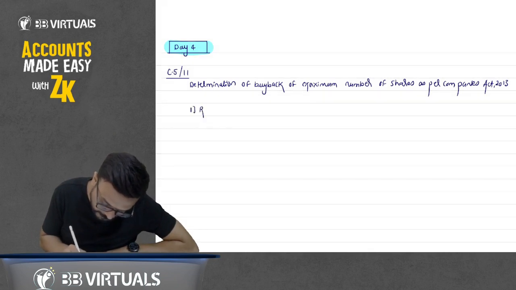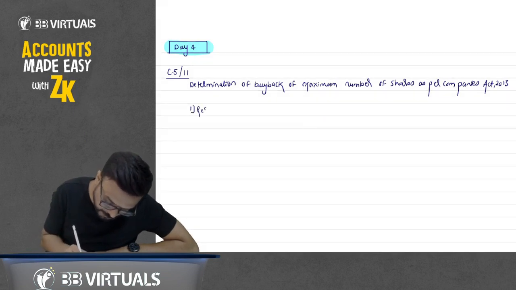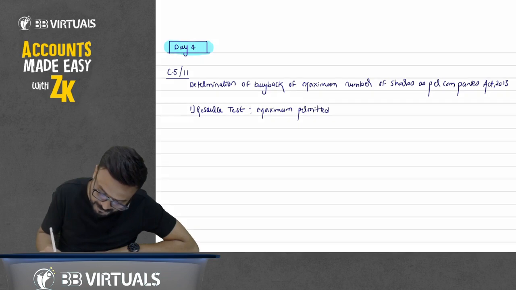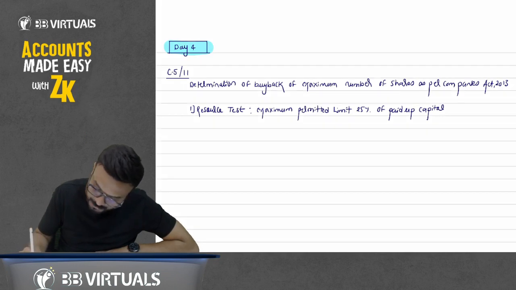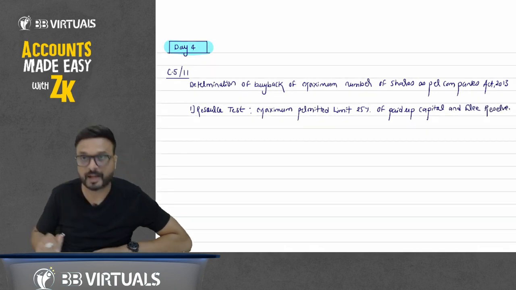First is the resource test. Here the condition is that the maximum permitted limit is 25% of paid up capital and free reserve.